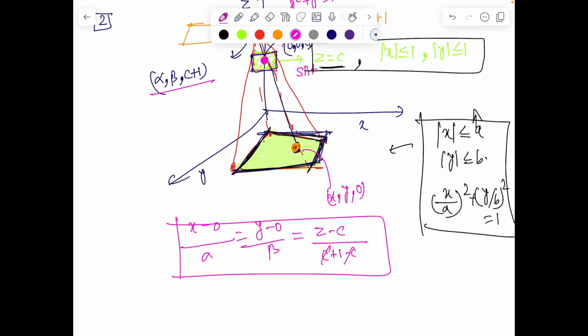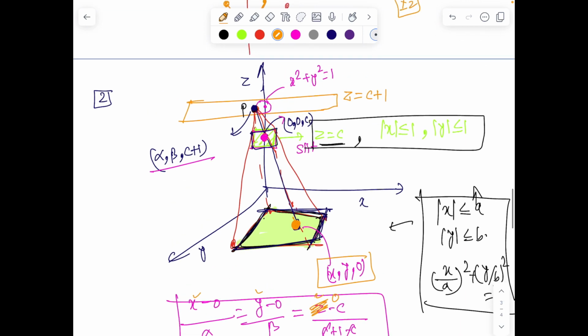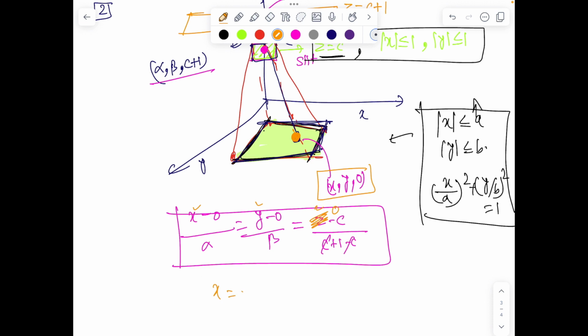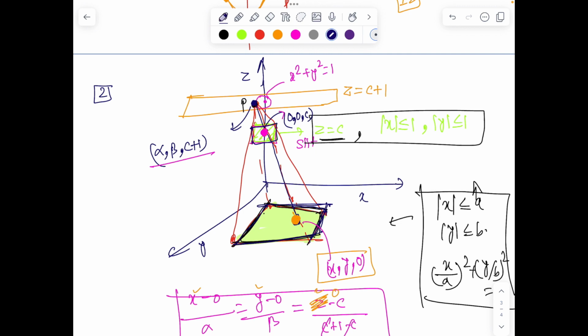And now we know any point x, y, z on this line will satisfy this relation. So if the point happens to be on the xy plane, I'll put x equals x, y equals y, and z equals 0. And that gives me a very beautiful result: x equals minus alpha c, y equals minus beta c. So what it tells us is the center of the projected square is going to be minus alpha c, minus beta c, comma 0.